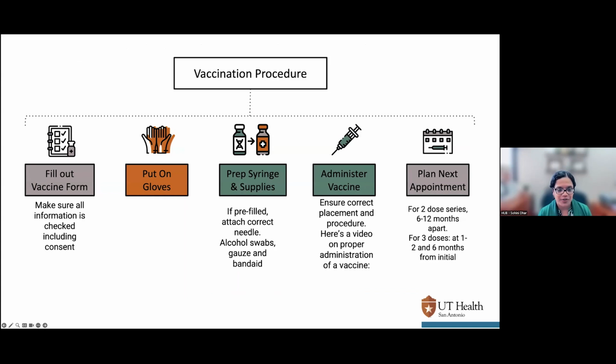Here is one of the handouts that was provided by the nursing students: how to fill out the vaccine form, put on the gloves, prep the syringe and supplies, administer the vaccine, and then plan the next appointment for 2 doses. It's 6 to 12 months apart, and for 3 doses, it's 1 to 6 months. They had several handouts like our dental students to share with each other, but I thought this was one of the ones that was informative and caught my attention, so I'm sharing just one of them with all of you. Moving on to the next slide.